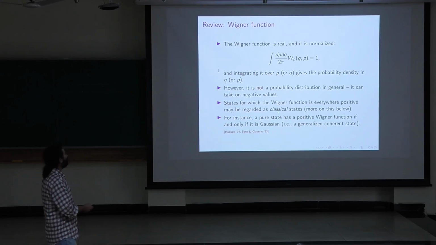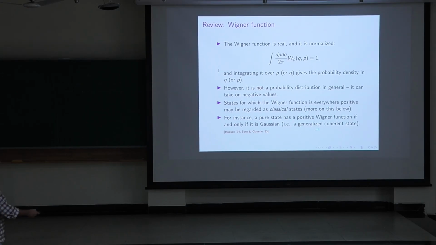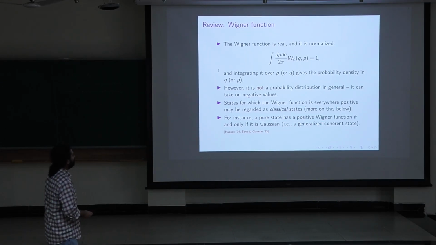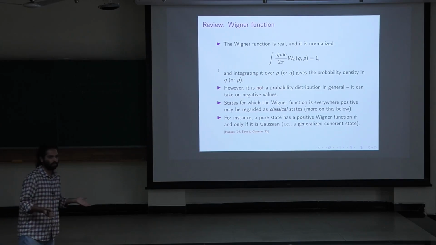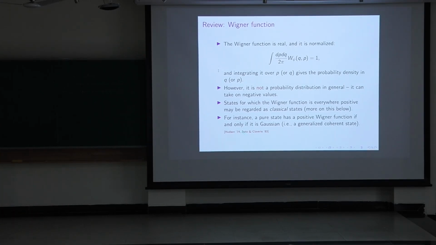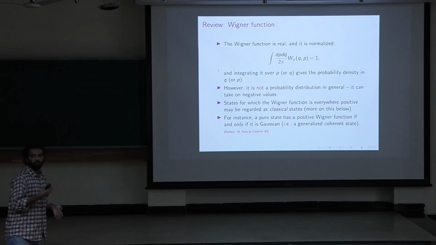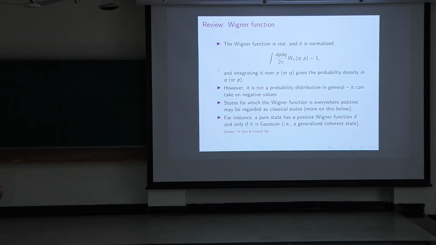In fact, you can show that for a pure state, a pure state will have an everywhere non-negative Wigner function. When I say positive, I really mean everywhere non-negative. A pure state will have an everywhere non-negative Wigner function if and only if it is Gaussian. And of course, we think of Gaussian states as being classical. So at least for pure states, and in this setting of L2 of R, you can think of positivity of the Wigner function as being equivalent to Gaussianity, or the state being classical.